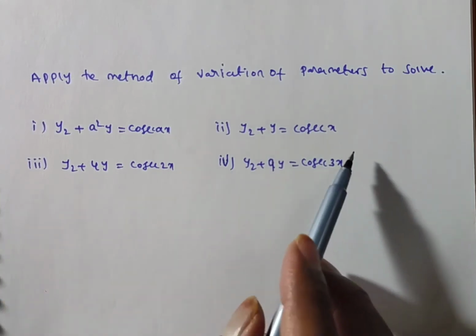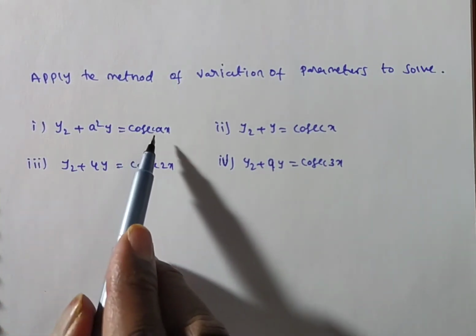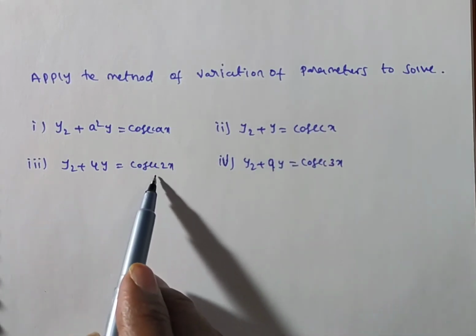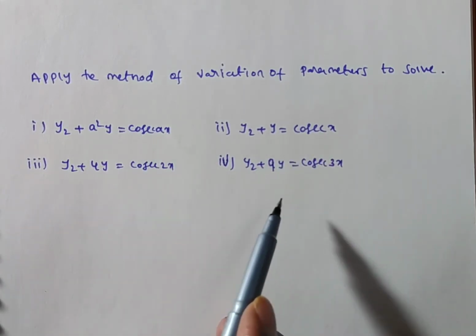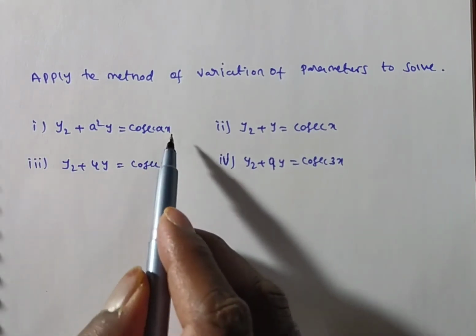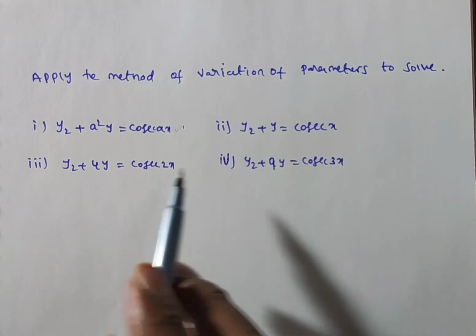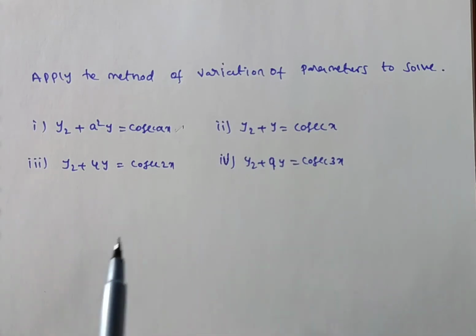So you observe that all these problems are similar. If you replace a by 1, then you will have the second problem. If you replace a by 2, the third problem, and a by 3, the fourth problem. So now I am solving the first problem. Then if we replace a by 1, 2, 3, we will get the remaining solutions.